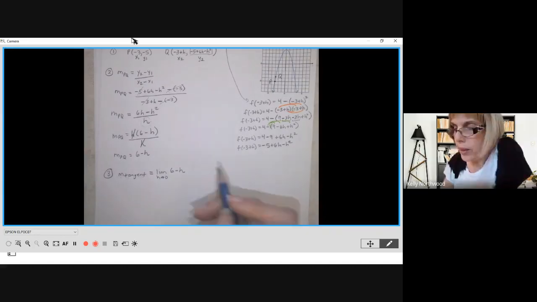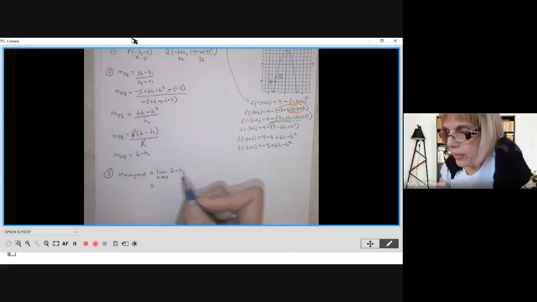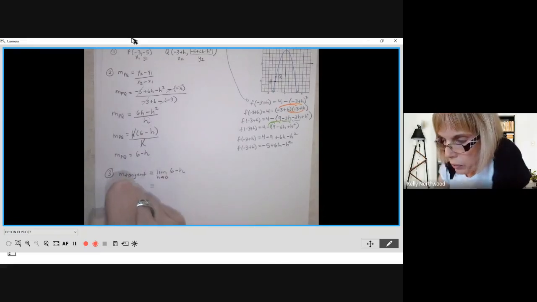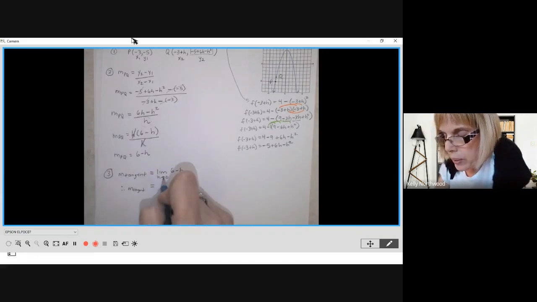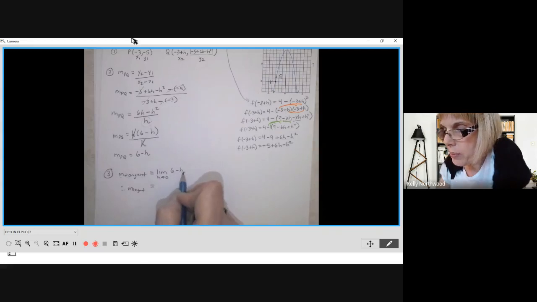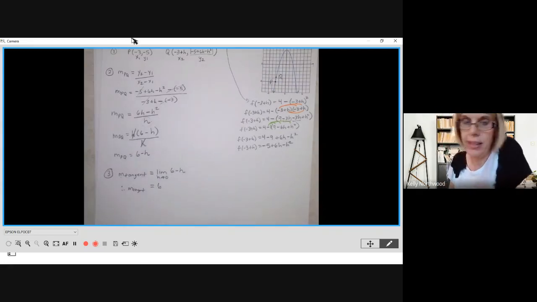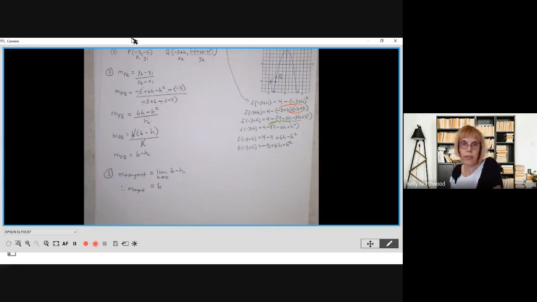Okay. All right. And then I'm going to put a little therefore, m tangent. As soon as I take the limit, I'm going to let h approach 0 now. So as h approaches 0, 6 minus h approaches 6, and there's my answer. So therefore, the slope of the tangent is 6.